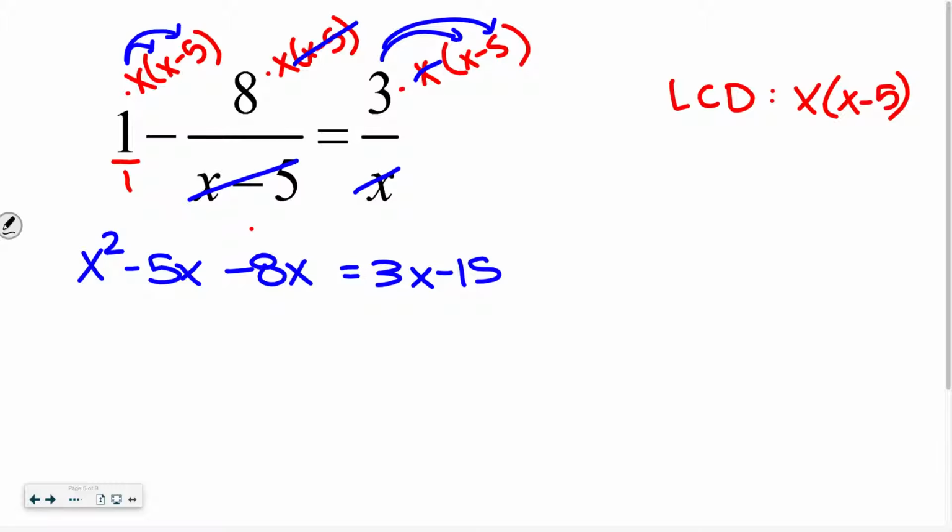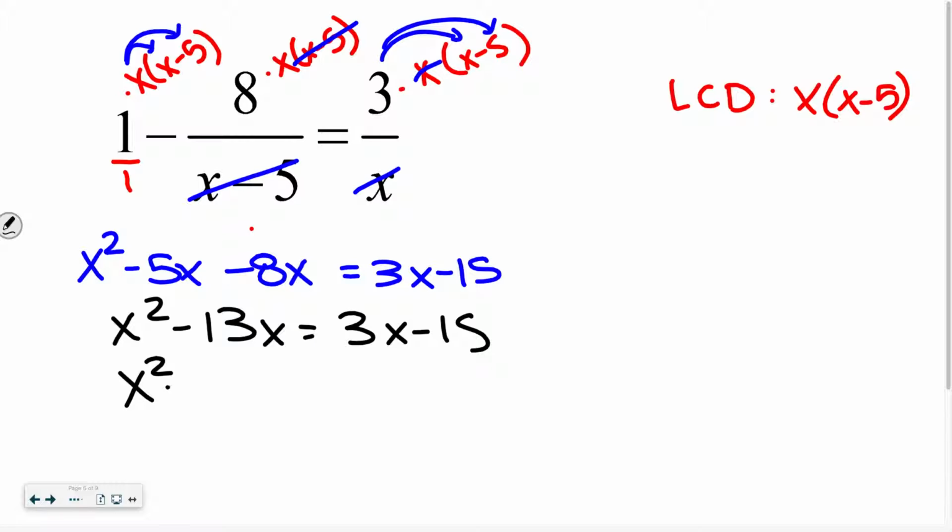Okay, I would combine my like terms. X squared minus 13x equals 3x minus 15. Of course, I have an x squared and an x, so I need one side to equal 0. So I'm going to subtract 3x, that's minus 16x, and add 15, that's plus 15.